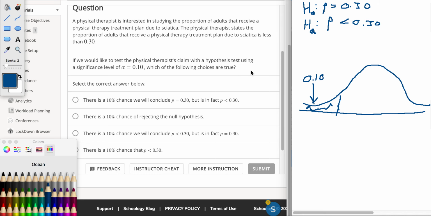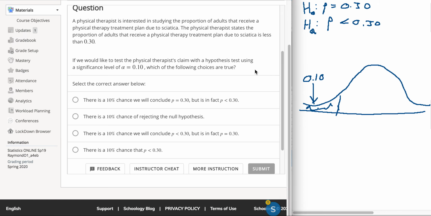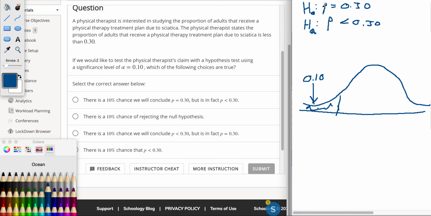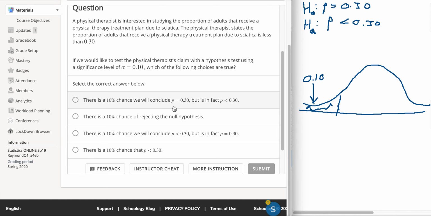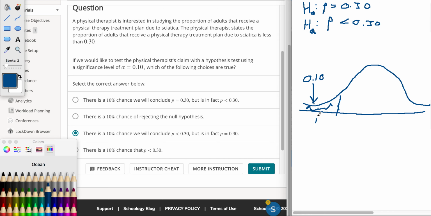Okay, so there's a 10% chance that if we assume the null hypothesis, if we're assuming that p equals 0.30, we actually find that we get a number that indicates that p is less than 0.30. So let's look at the ones that have us assuming the null hypothesis. It looks like this one right here. There's a 10% chance that we're going to get a test statistic that lands us in this rejection region, where we would claim that p is less than 0.30, when in fact H0 is true, that p equals 0.30.